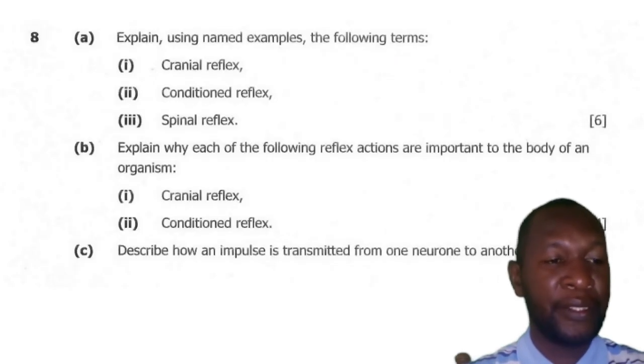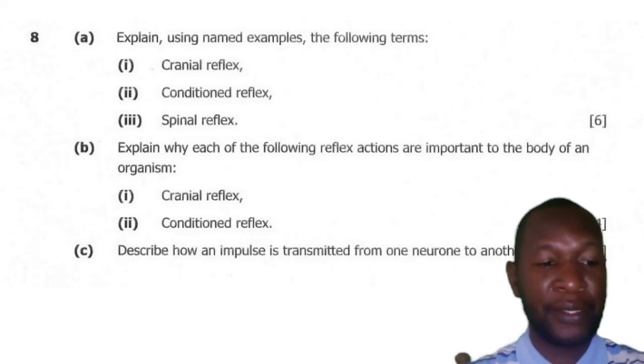Question 8, Part A. Explain using named examples the following terms. 1. Cranial reflex. 2. Conditioned reflex. 3. Spinal reflex. B. Explain why each of the following reflex actions are important to the body of any organism. 1. Cranial reflex. 2. Conditioned reflex. Part C. Describe how an impulse is transmitted from one neuron to another.